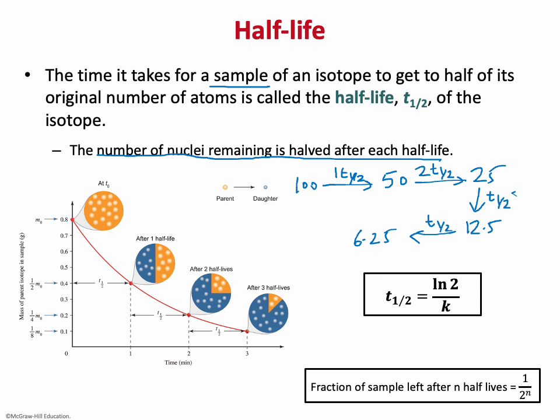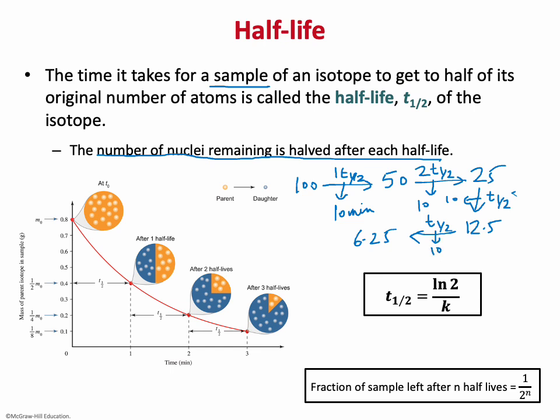This basically means that the half-life for a first order kinetics or a radioactive decay is fixed. So if this is 10 minutes, in 10 minutes my sample would become 50. In another 10 minutes it would become 25. In another 10 minutes it would be 12.5. In another 10 minutes it would be 6.25.